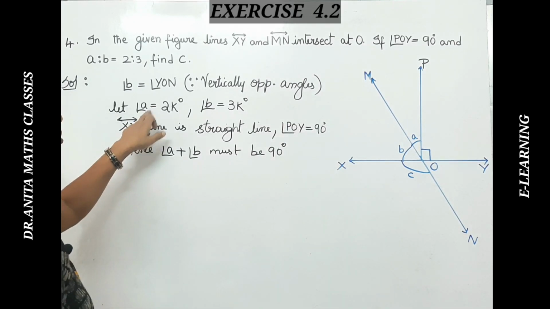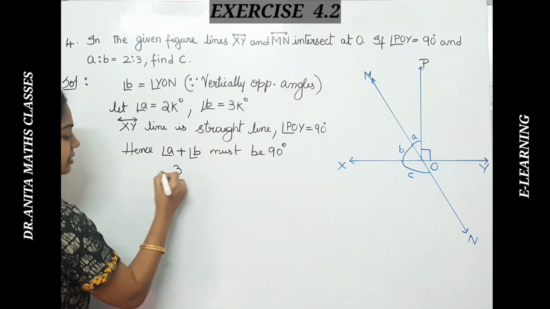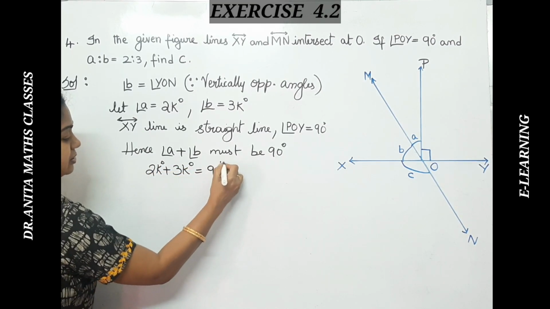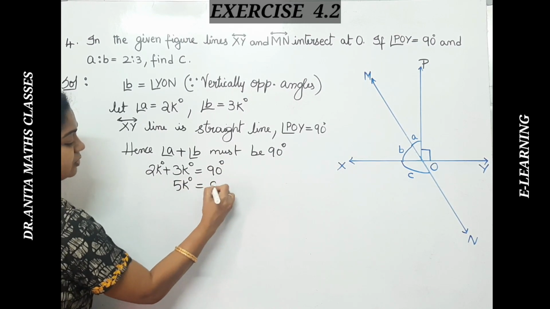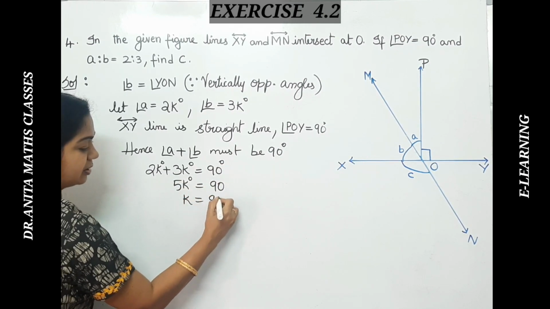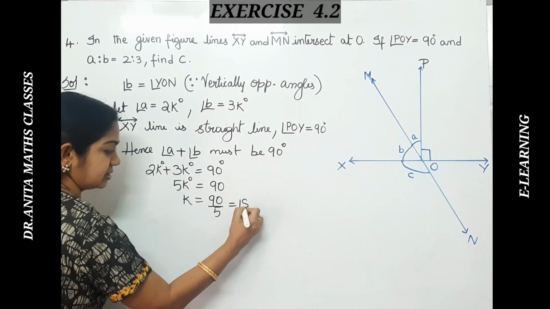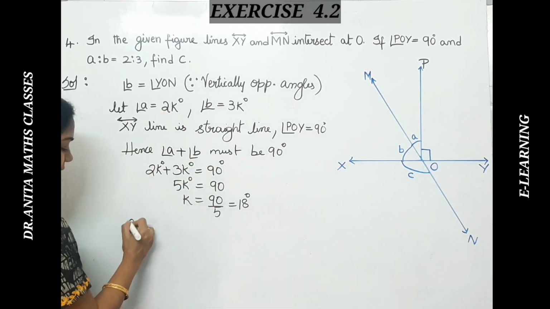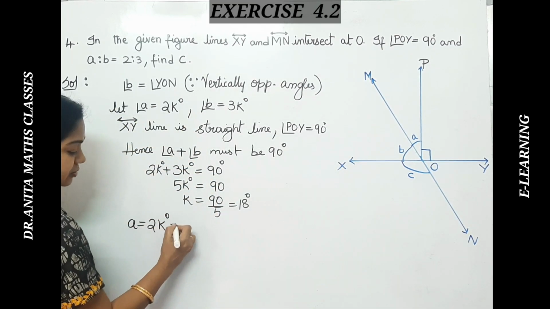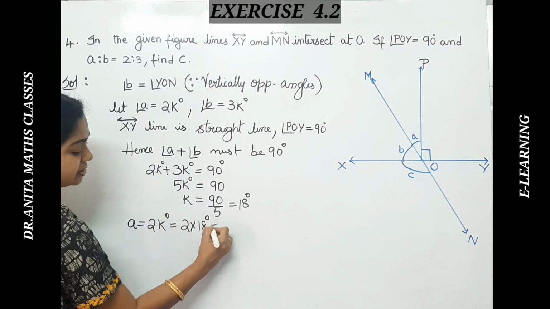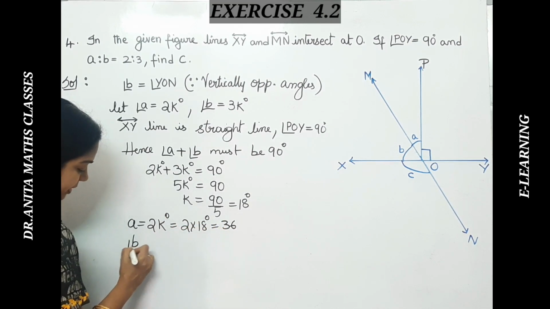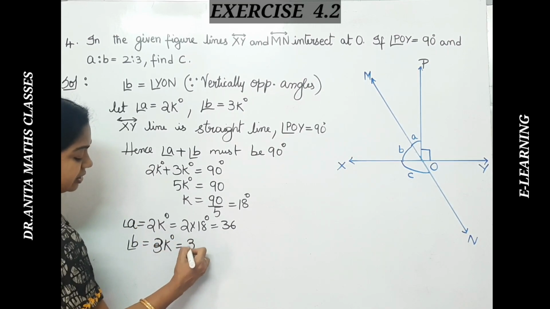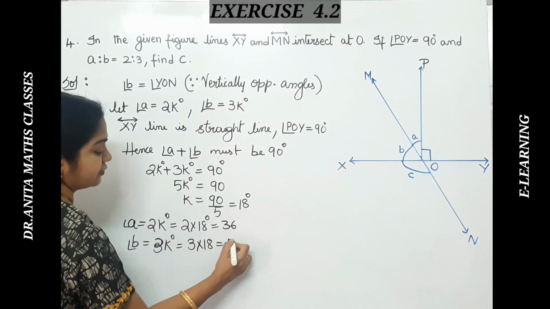We have supposed A as 2K and B as 3K. So let us take 2K degrees plus 3K degrees is equal to 90. So 5K degrees is equal to 90. From this, K is equal to 90 upon 5, that is 18 degrees. That means K is 18 degrees. So what is our A? A is 2K, isn't it? 2 into 18 degrees is equal to 36. Whereas angle B equals 3K, 3 into 18 is just 54 degrees.